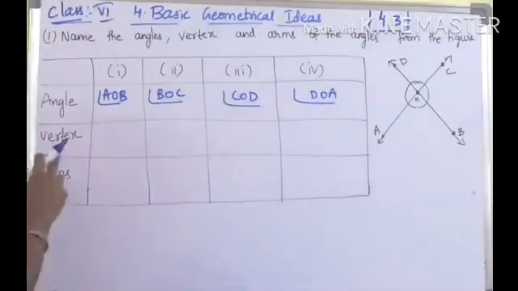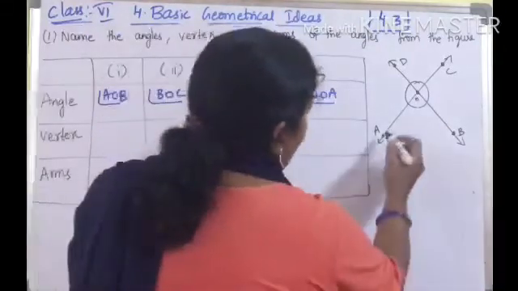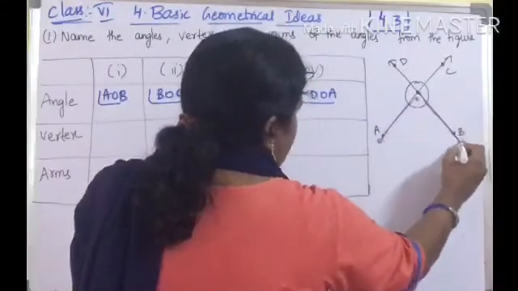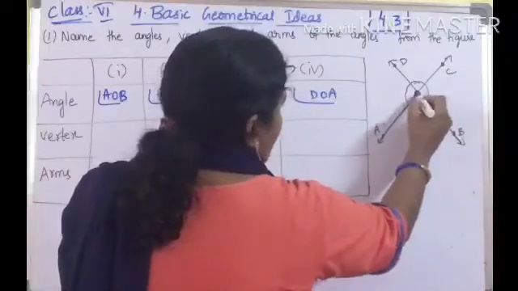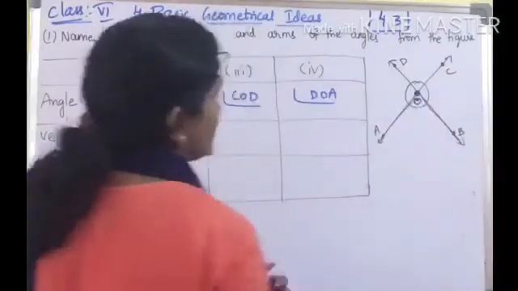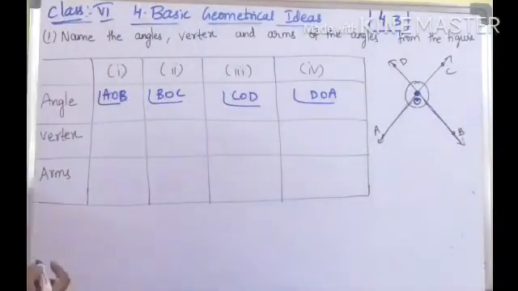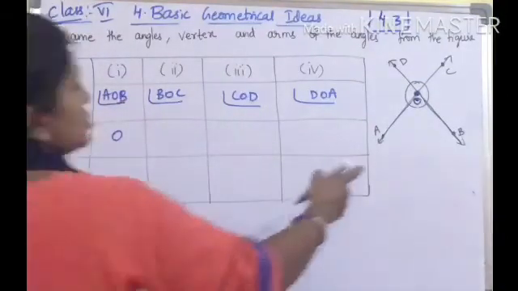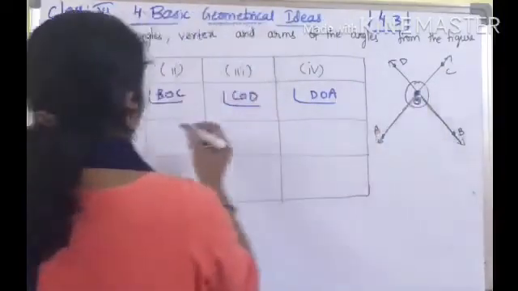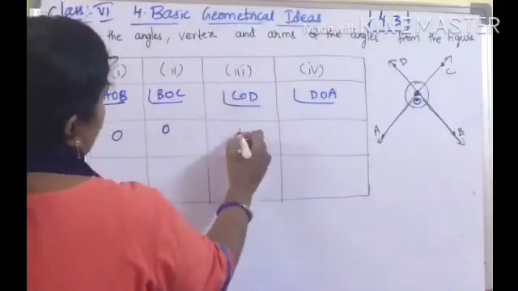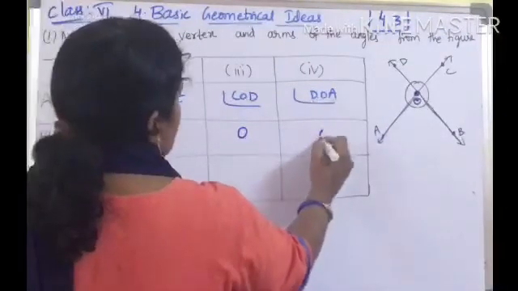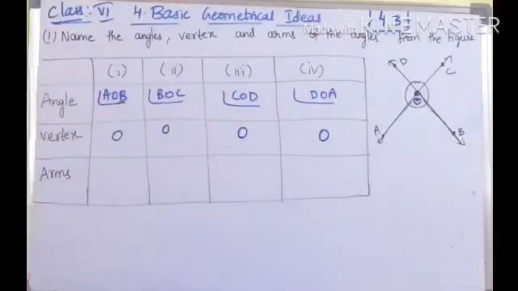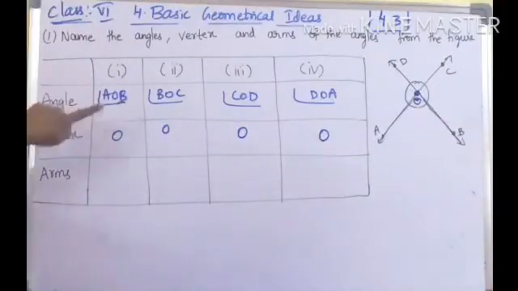Coming to here, we have to write the vertex. In AOB, if you observe here children, these are the two arms, and where the angle is formed is the vertex. What is the vertex given in the figure? O. And I have already told the vertex is always in the middle. So here the middle letter is what? Vertex O. Coming to BOC also, what is the vertex here? O. If you see in this also, what is the middle letter? O. DOA is also O. So what is the vertex, children? O.